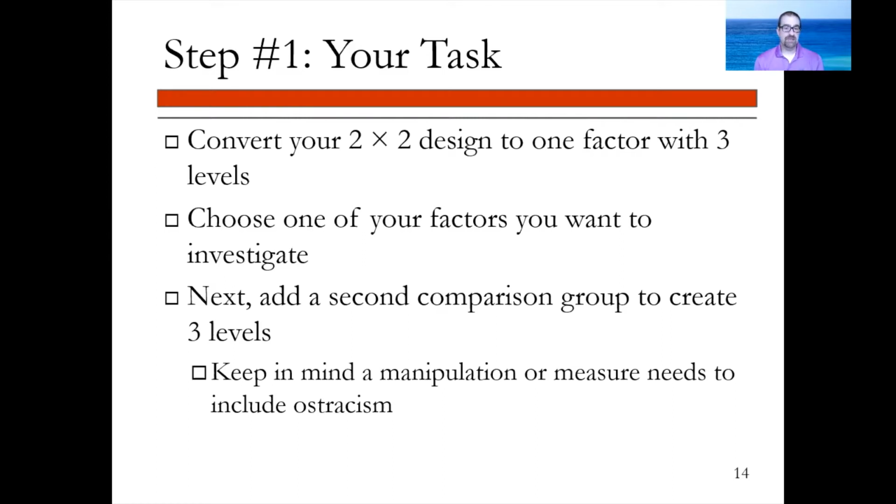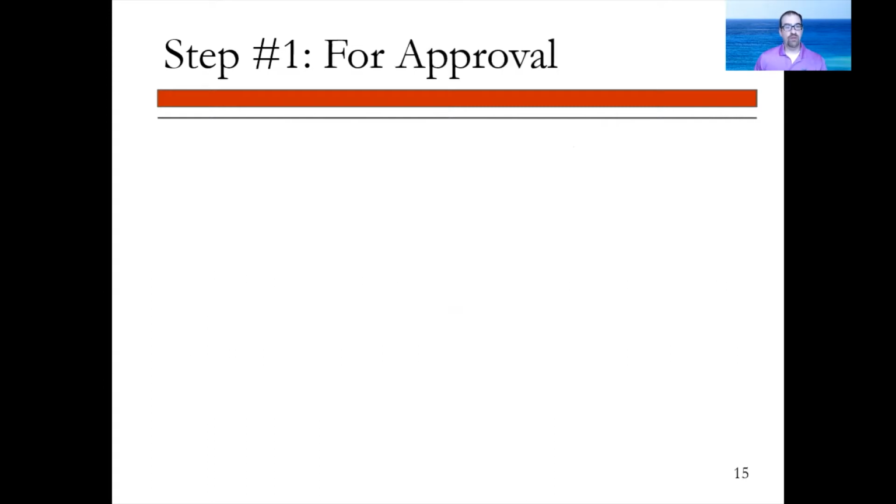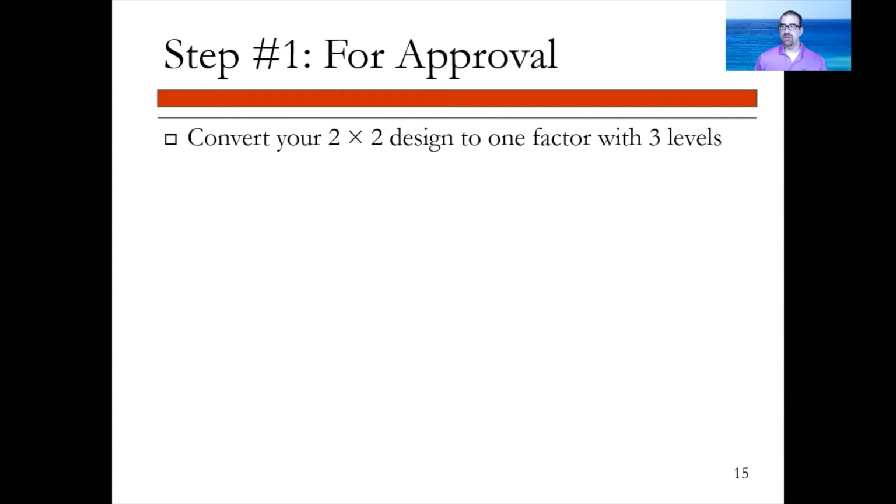So it could be something that you're measuring, or something that you're manipulating. So the degree that they're ostracized, the type of ostracism, it can in fact be both ways. Okay, so it's not only the manipulation, but also that you're measuring outcomes associated with ostracism. Okay? So for your approval, again, you can convert your design from a 2x2 design to 1 factor with 3 levels. And again, as you're working on these things, if you have questions, check them through with me before progressing further. Always let me know.